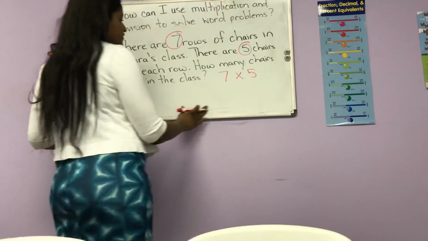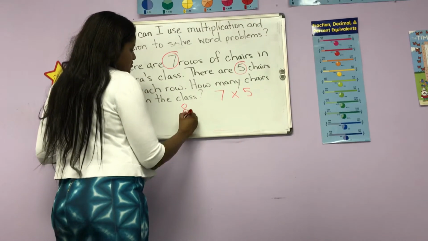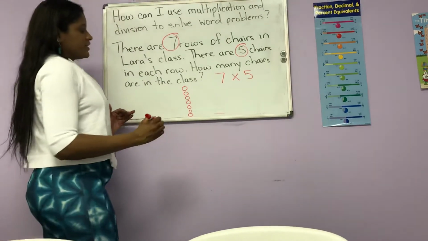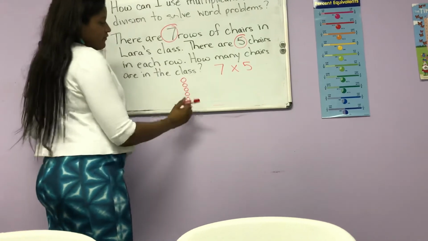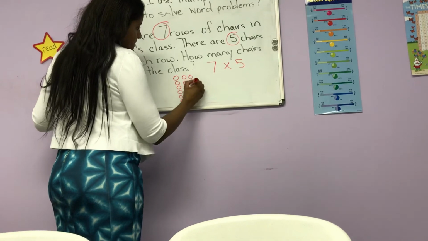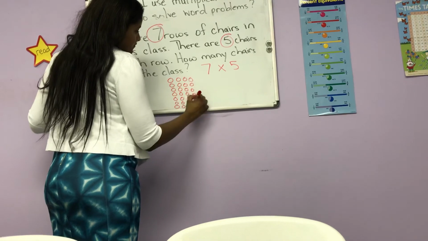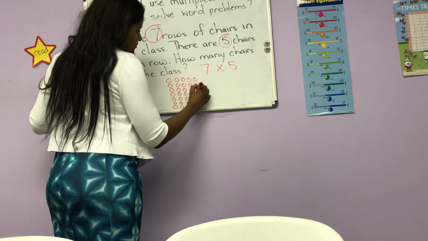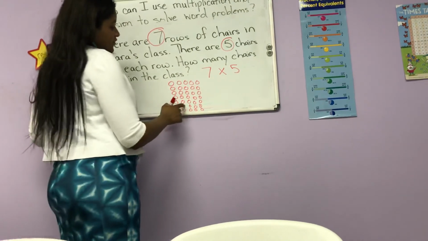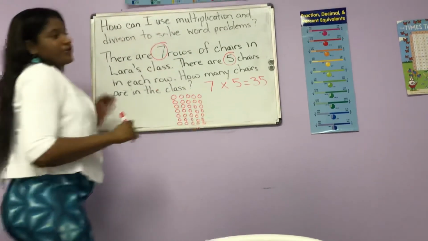And we can draw a model for that too. So we have 7 rows. So we'll just draw some circles to represent our 7 rows. So there's 7 rows and then 5 chairs in each row. So you have 1, 2, 3, 4, so equal groups. And when you count, 7, 14, 21, 28, 35. 7 times 5 is 35.